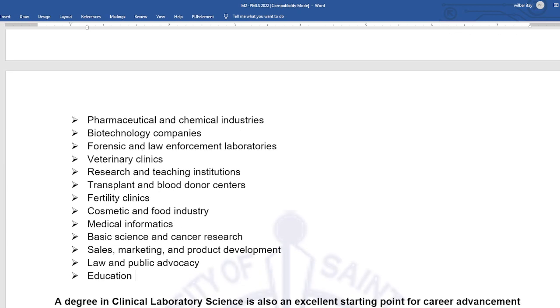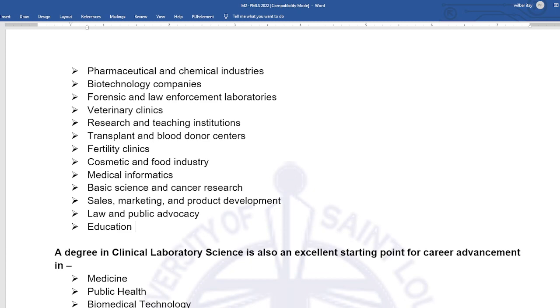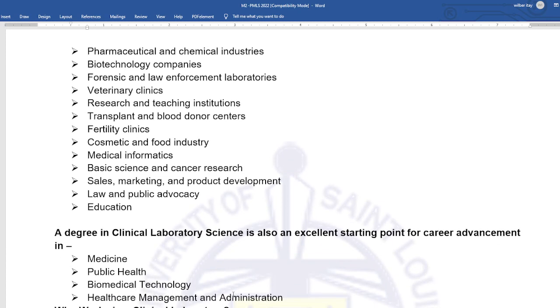Okay, so there are different career opportunities for medtech. You can work as a medtech in water testing station. You can work as drug analyst. Okay. A degree in clinical laboratory science is also an excellent starting point for career advancement. Okay, you can use the medtech as your pre-med. Okay, kung gusto mong you do further studies in medicine as well as in public health. Okay, biomedical technology, so healthcare management as well and administration.